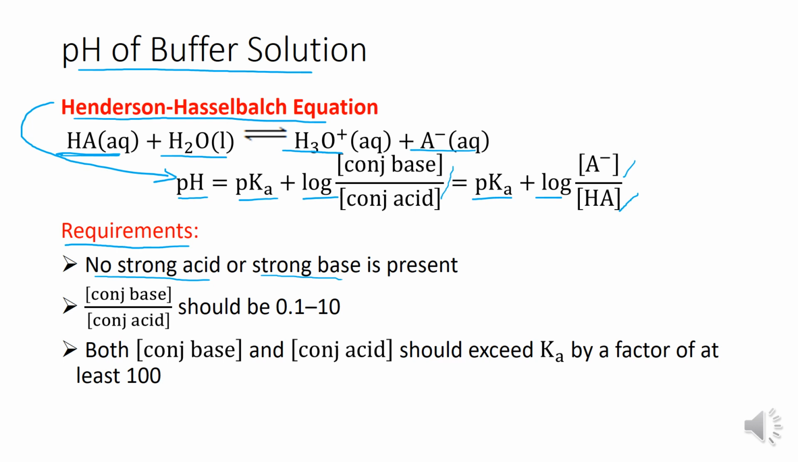Remember, for comparable quantities of conjugate acid and conjugate base, we want the ratio of the concentrations of conjugate base and conjugate acid to be within 0.1 to 10. And the last requirement is that both the concentration of conjugate base and concentration of conjugate acid should exceed the acid ionization constant by a factor of at least 100. So that is 100 or above.